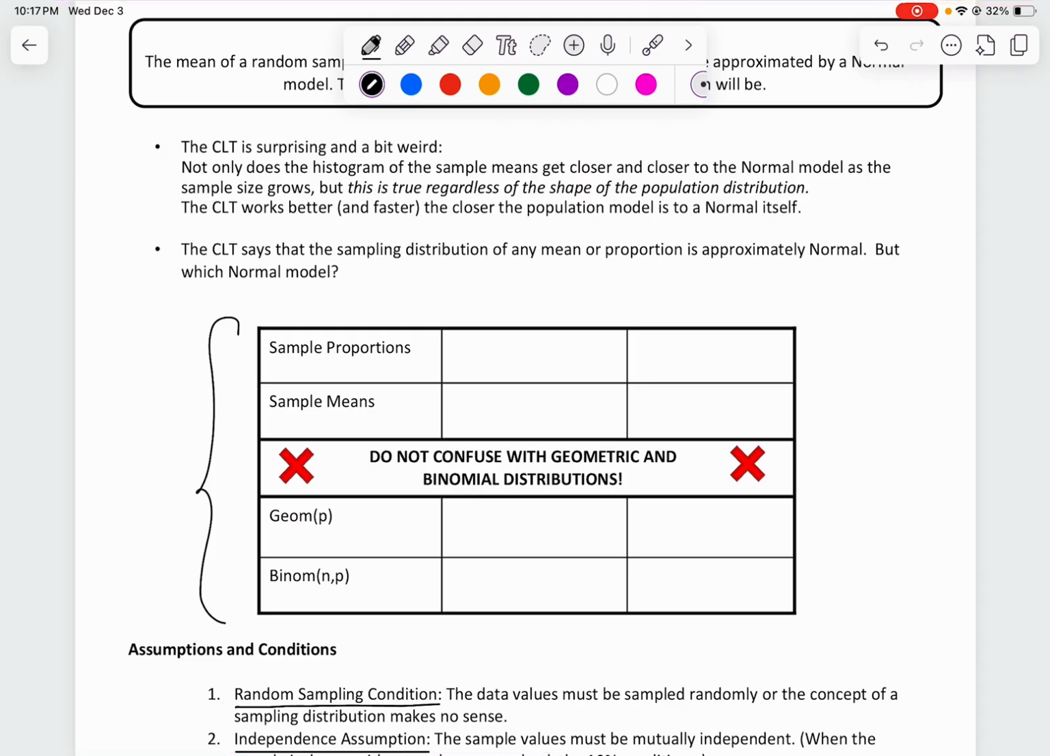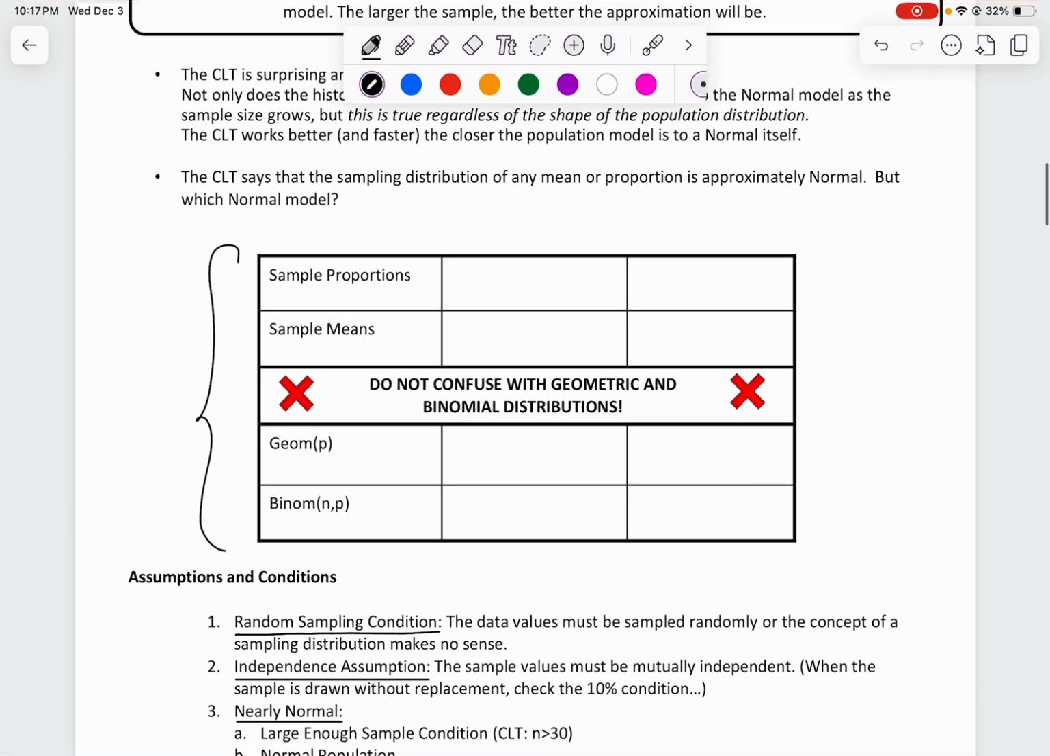Just to clarify, you can't confuse all of these formulas. Binomial and geometric distributions had their own means and standard deviations. Remember, binomial dealt with counts. The mean was n times p. The standard deviation was the square root of npq. The geometric distribution had a mean of 1 over p. I forget the standard deviation. I'll fill that in a second from the reference sheet.